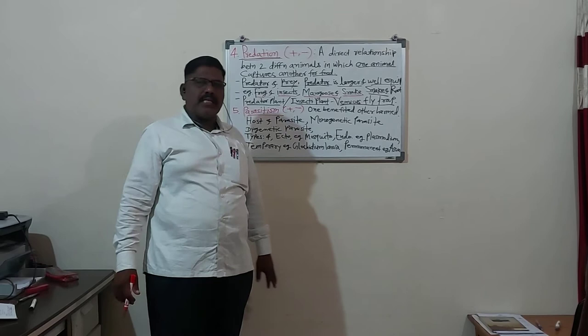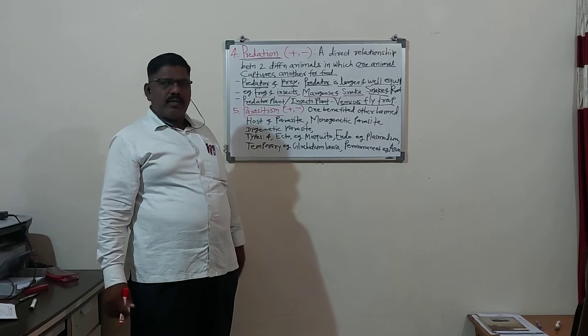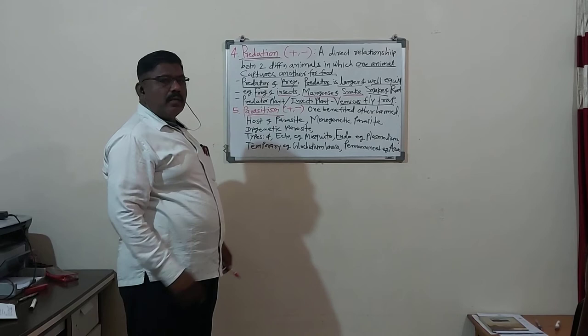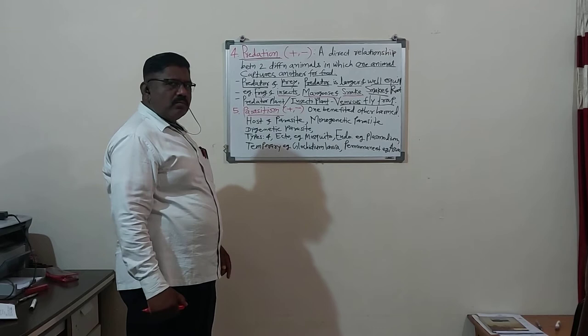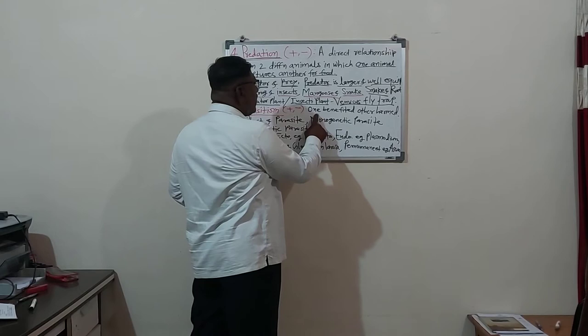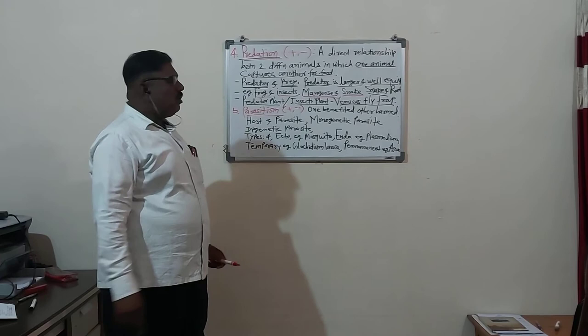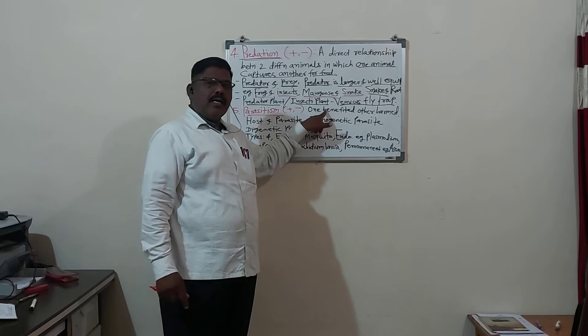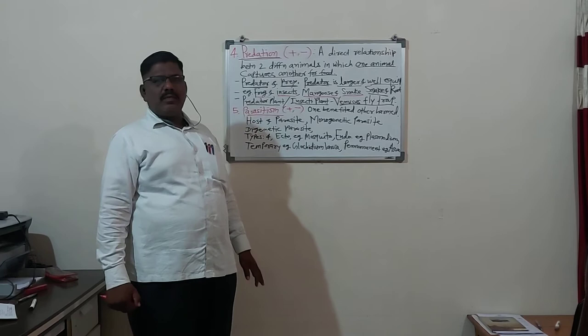Now another type of interaction is parasitism. Here also the symbol positive, negative in the bracket indicates parasitism. So here positive means one partner is benefited and negative means the other partner is harmed. So the biotic interaction in which one partner is benefited and the other partner is harmed, such type of association or dependence of animals is called parasitism.